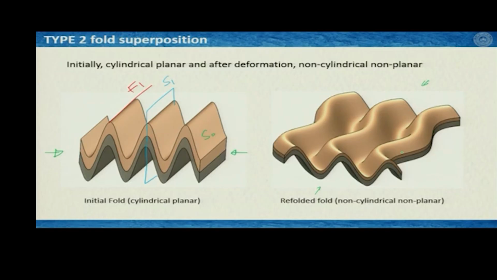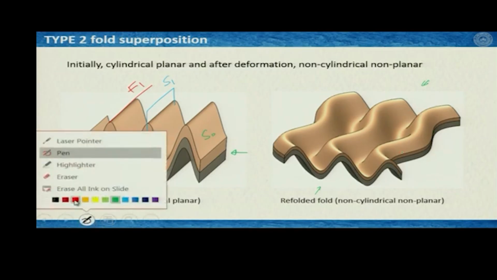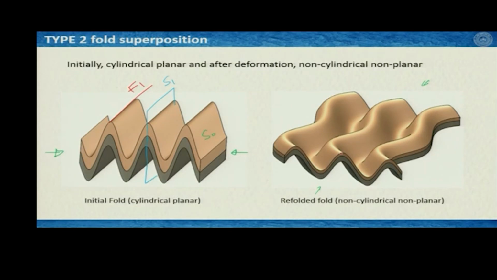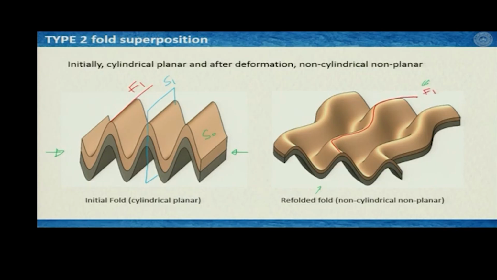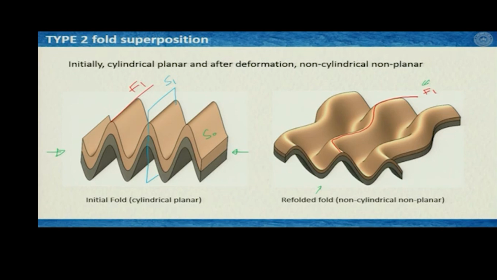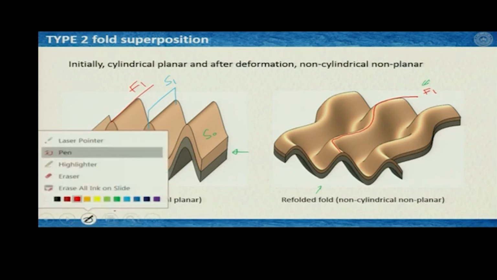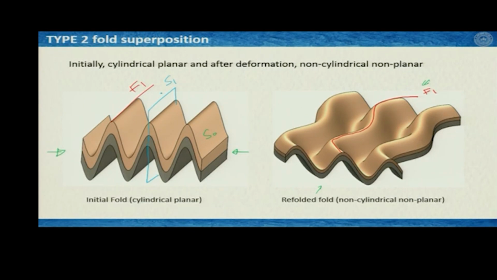Let us see what happened with the F1 after the deformation. You can clearly see that F1 is now running like this. So F1 is not straight anymore, therefore the initial fold axis F1 is non-cylindrical. What happened with the S1, which was this one? We can also see, I draw it here, the S1 is also curved.